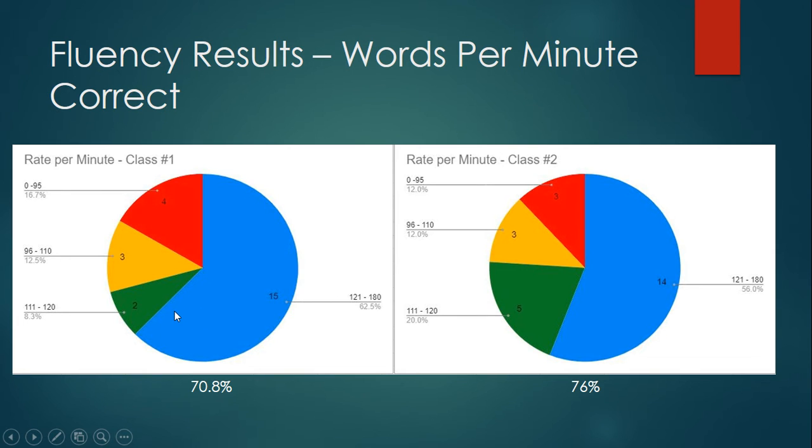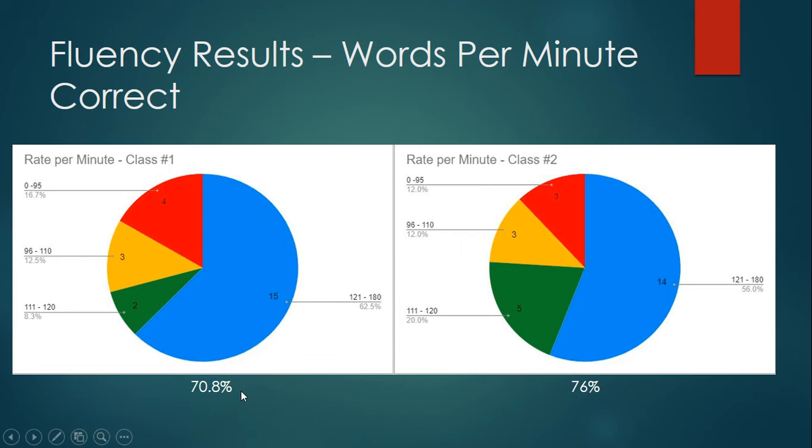Blue would be the above level, where they should be at the beginning of the year for fifth grade. Green is where they should be when they're on level. Yellow and red would be either below or well below. In the beginning of the year for fluency, my students are supposed to be able to read 111 words per minute on average. As you can see, I also have my percentages down here.